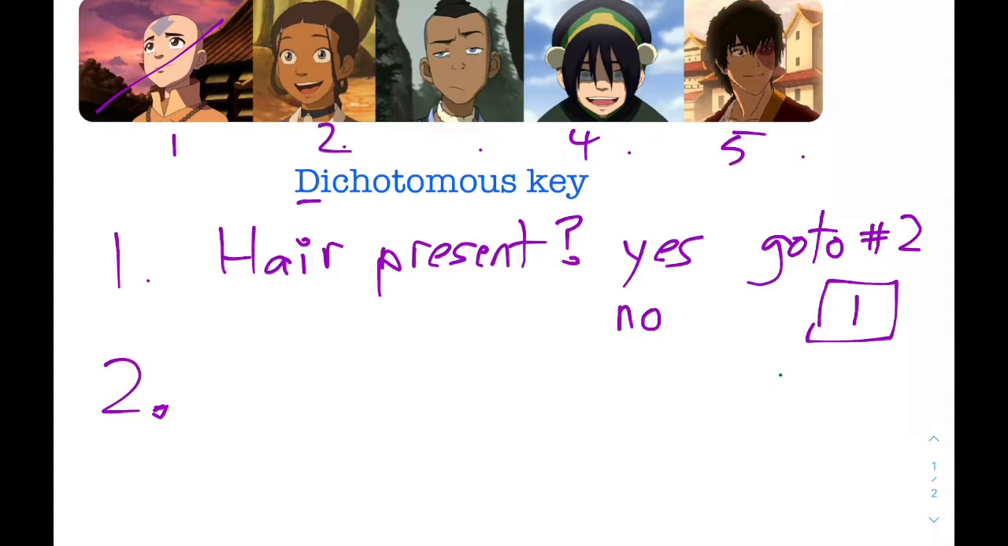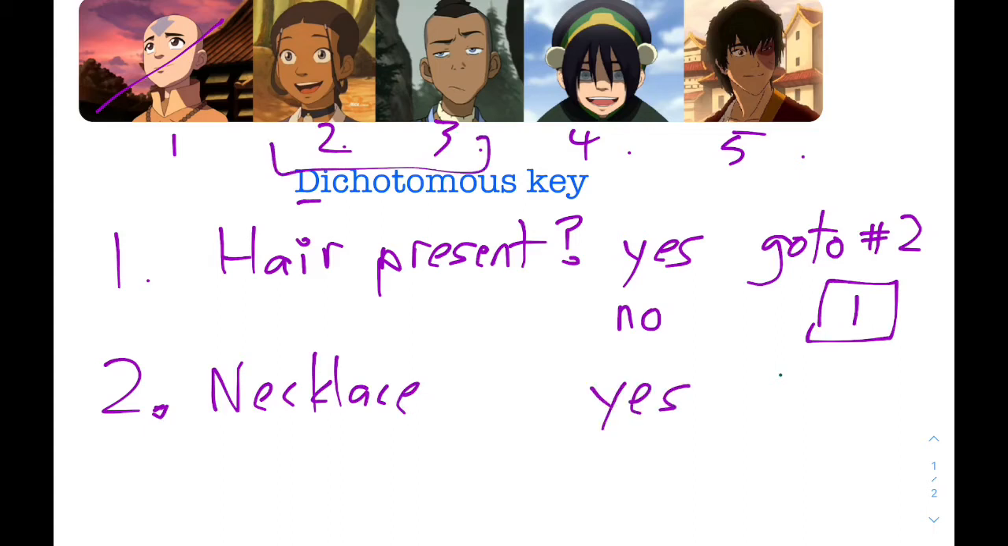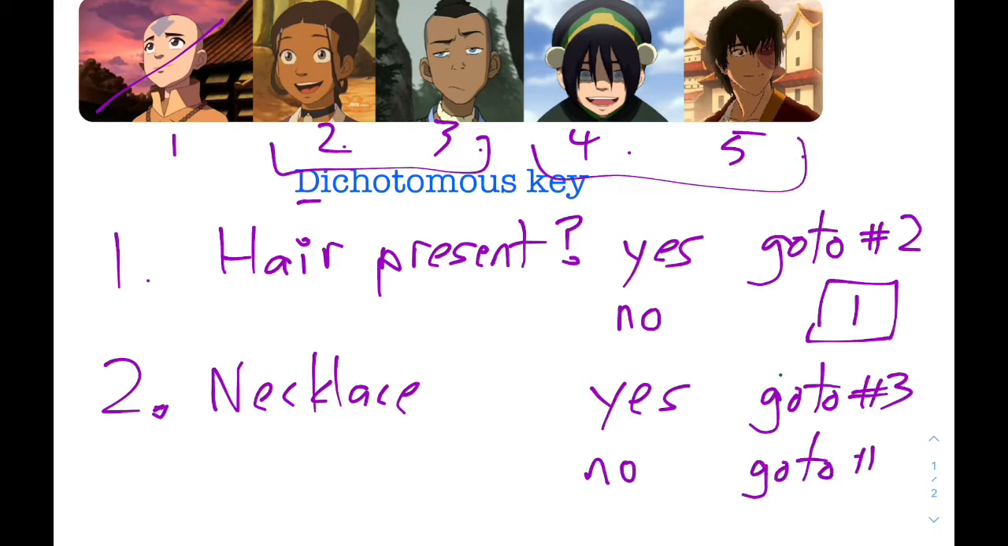So, this was number 2 and number 3. Maybe we can say wearing a necklace or not. And if they are, well, that's these 2. We still have to ask more questions. And if they're not, that's these 2. And we still have to ask more questions. So we haven't eliminated anybody, but we have broken this group of 4 into 2 groups of 2.